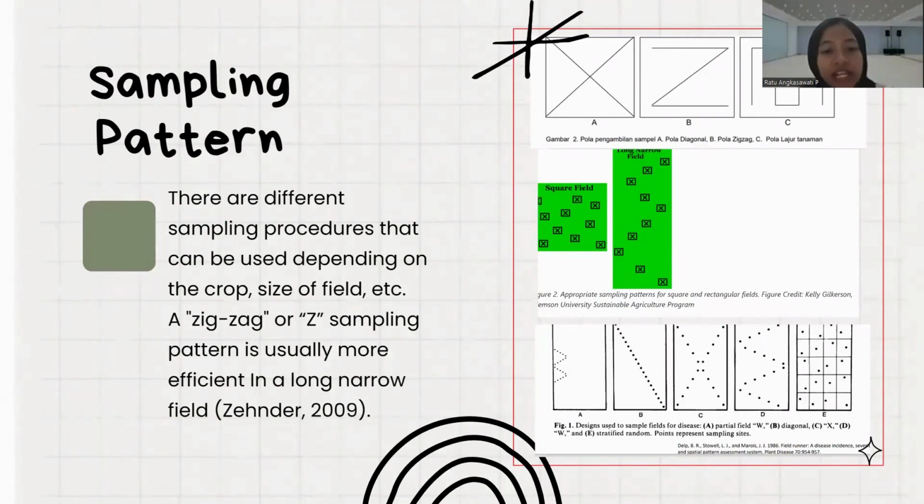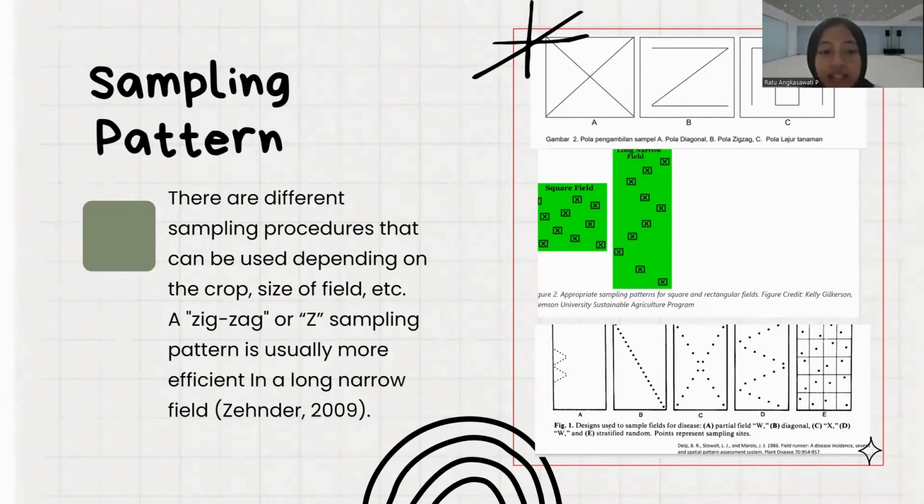Sampling can be done in these areas, but any unusual condition that could affect insect numbers should be noted on the sampling sheet. Once we have an idea of the field condition and layout, think about an efficient sampling pattern for the field. For example, a W or U-shape sampling pattern is more commonly used in a square-shaped field. And for a long, narrow field, usually a zigzag or Z sampling pattern is used. That pattern is more efficient in that field.